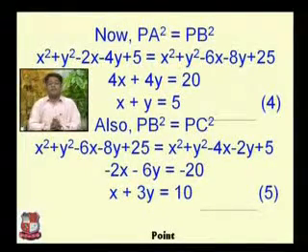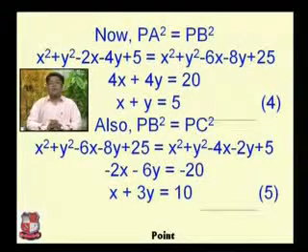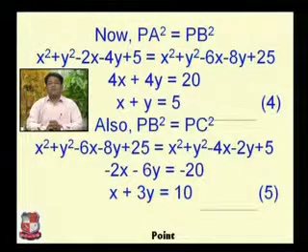So again we take minus 2 common on both sides. So we get x plus 3y is equal to 10. Now we call this equation number 5.